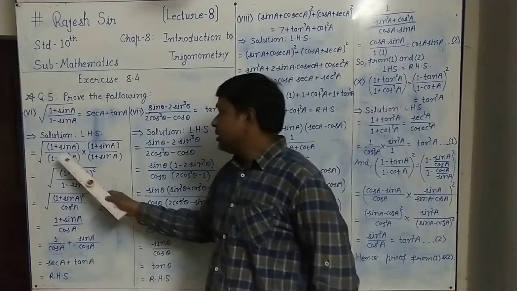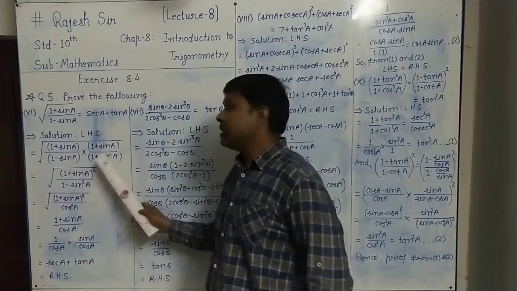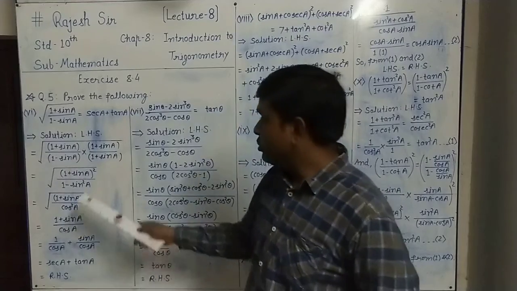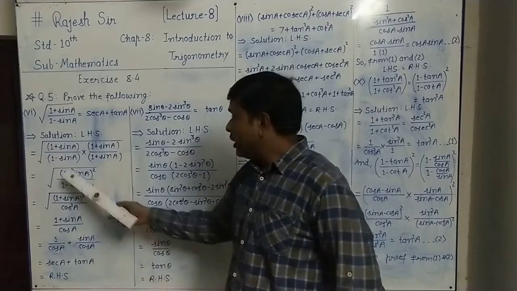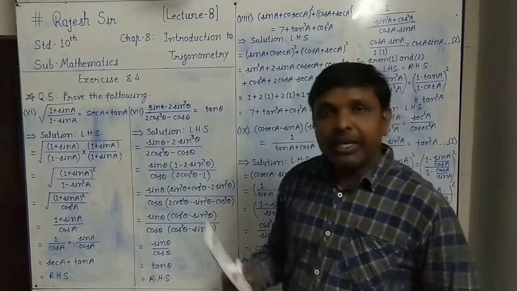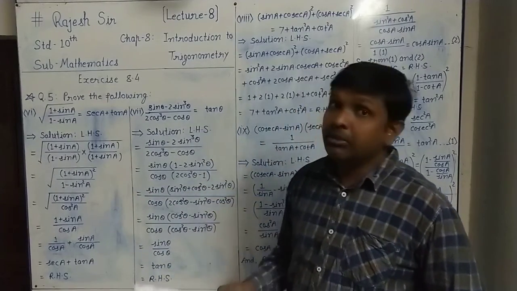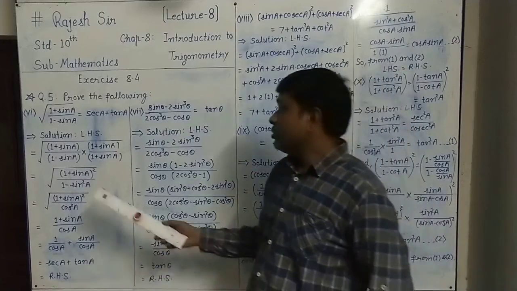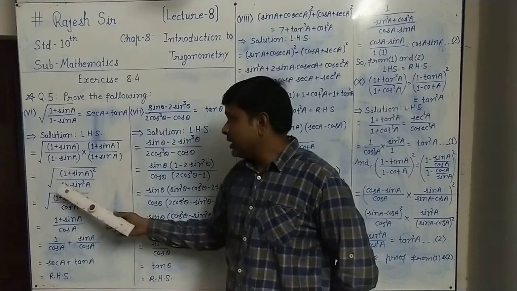Whole root as it is. Up there you see 1 plus sin a, 1 plus sin a, the same bracket 2 times, so the whole square becomes. And down there, 1 minus sin a into 1 plus sin a. It is of the form a minus b and a plus b, so the expansion is a square minus b square.